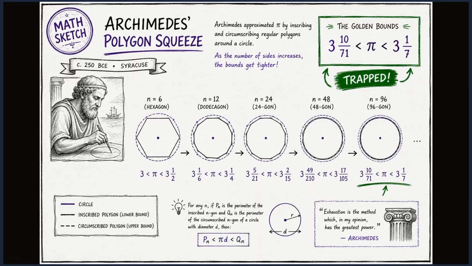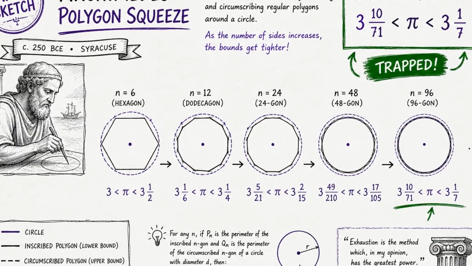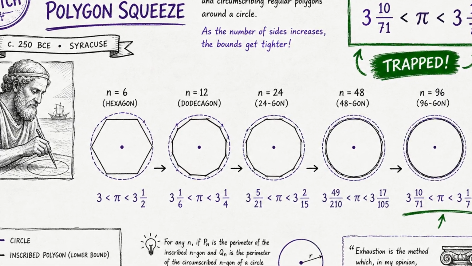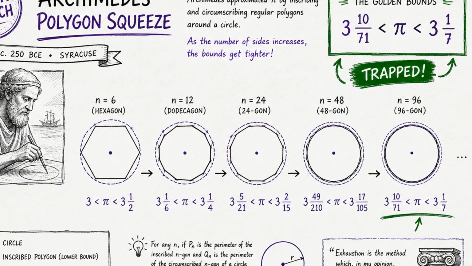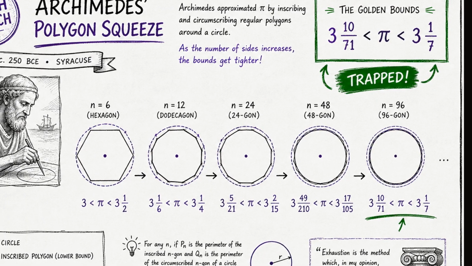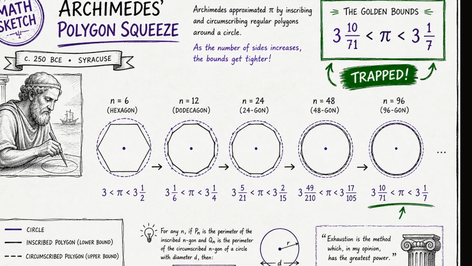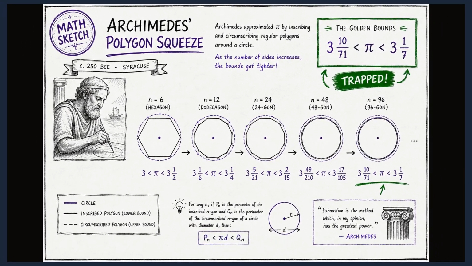Ancient Egyptians estimated pi near 3.16. Archimedes trapped pi between two fractions by drawing polygons inside and outside a circle. More sides, tighter trap. He did not find every digit. He proved pi is a fixed ratio, not a guess that changes with the circle's size.